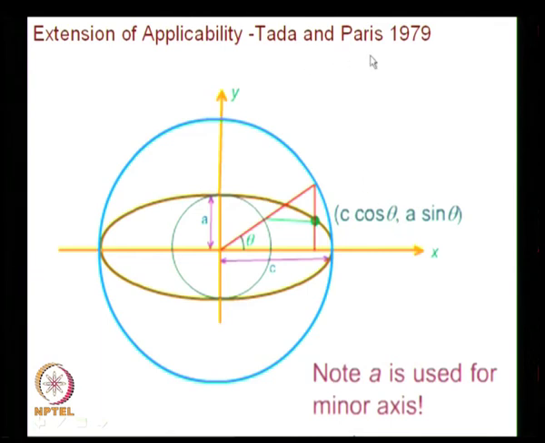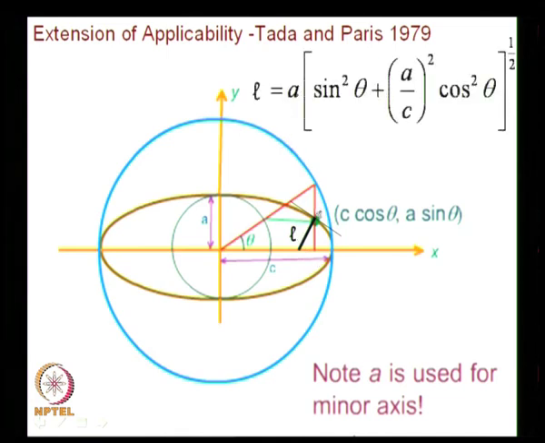And Tada and Paris noticed this way. You draw a tangent at that point, draw a tangent at this point and drop a normal from there. I have a line which is perpendicular to this tangent and measure the length L. And what they noticed was this L is nothing but A multiplied by (sin squared theta plus (A by C) whole squared cos squared theta) whole power half.